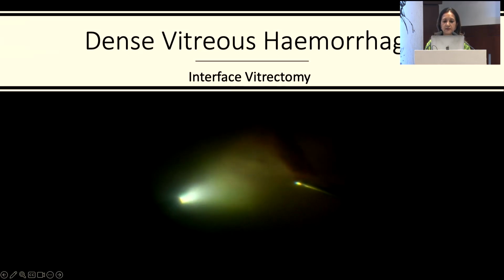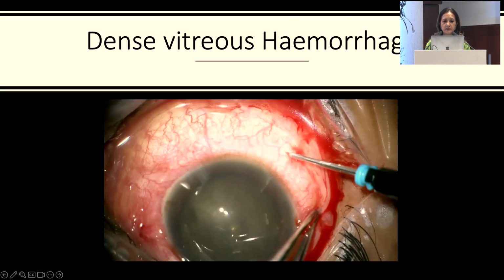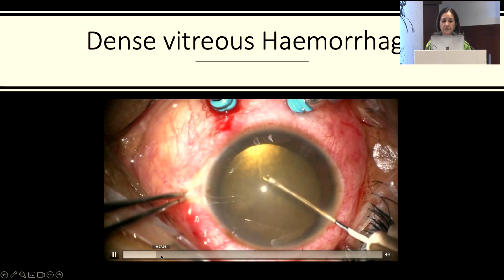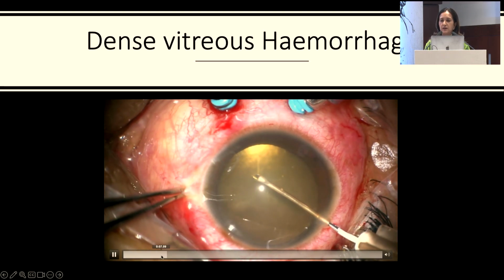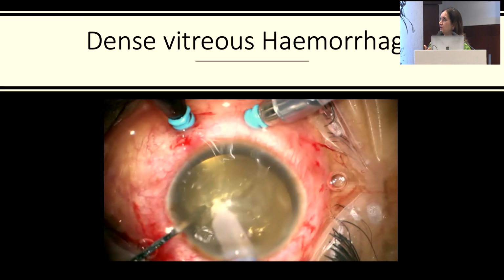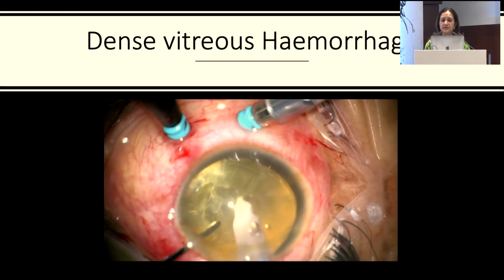So this is one technique. Then this is another case of dense vitreous hemorrhage, which was so dense that the hemorrhage was stuck onto the posterior capsule and no view. So I have used the chandelier to do the phacoemulsification here. This gives me a retroillumination. So these are some tricks that you use.